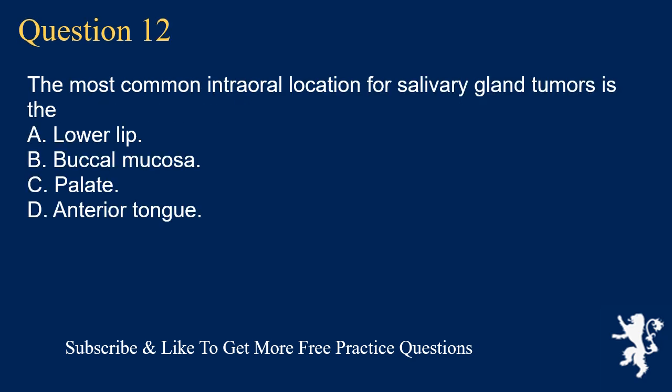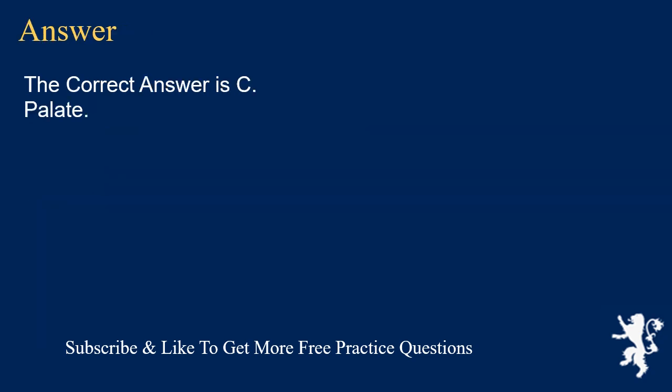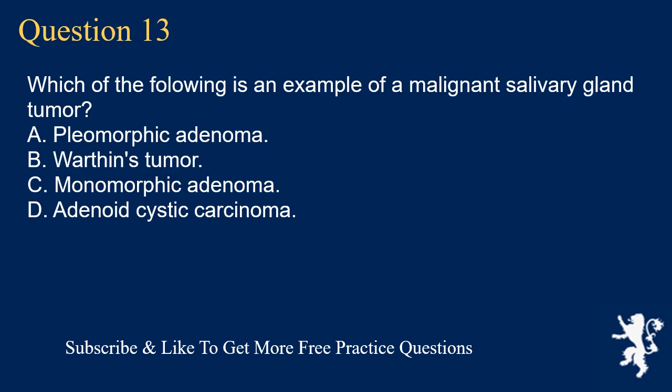Question 12. The most common intraoral location for salivary gland tumors is the A. Lower lip. B. Buccal mucosa. C. Palate. D. Anterior tongue. The correct answer is C. Palate.